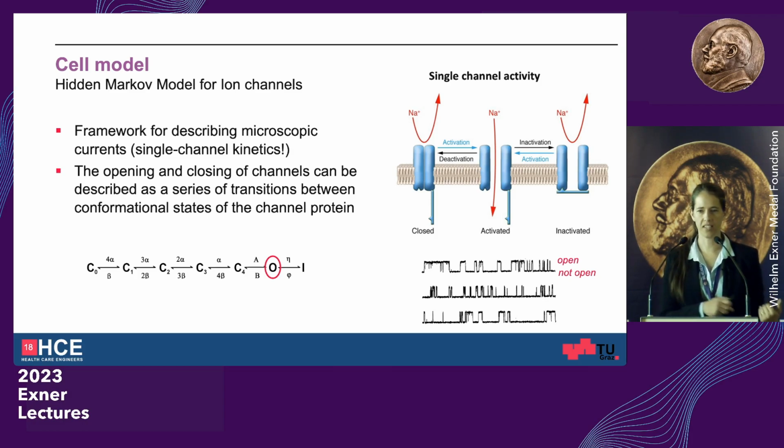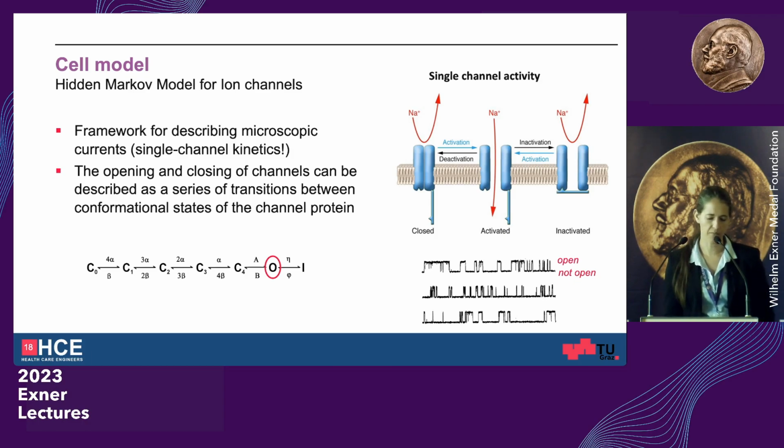We do not see if it's inactive or closed when we're just measuring the current, because when there's no current flowing, we just know it's not open, but we don't know what else is going on. So usually these ion channels can be modeled by so-called hidden Markov models. These are models where you can define different states and they are hidden, so you don't see in which state the channel actually is. So this is quite a nice representation of an ion channel.